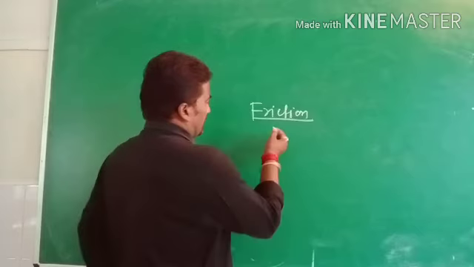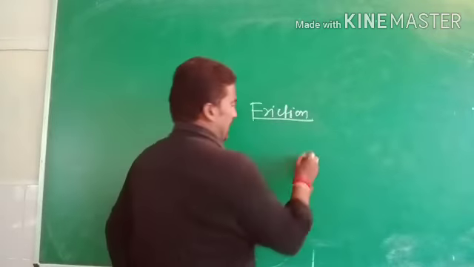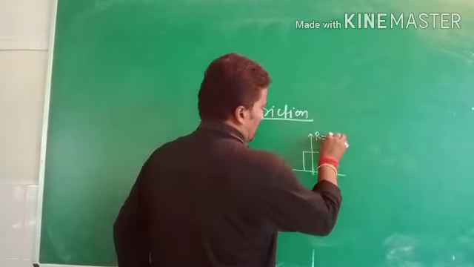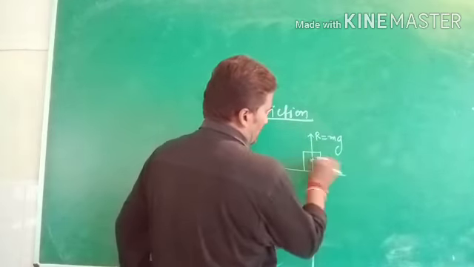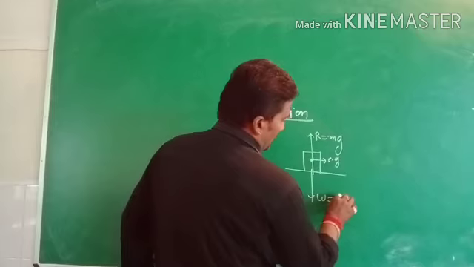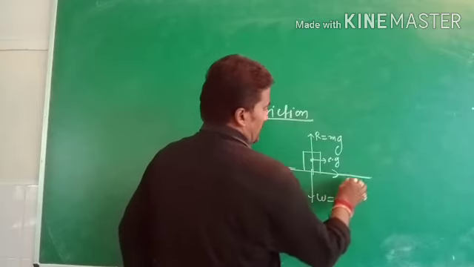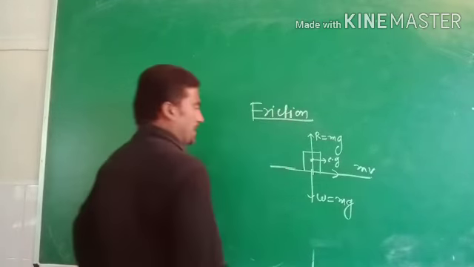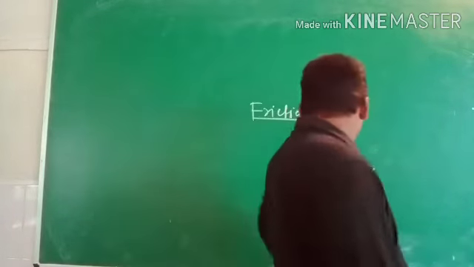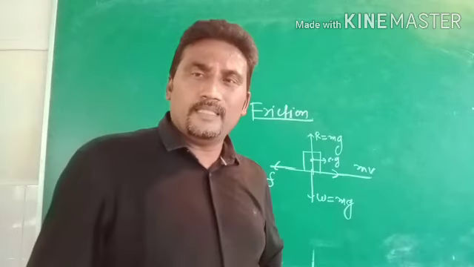What is friction? A force applied in the opposite direction of the motion is known as friction. For example, if a body moves in the direction from east to west, then friction is applied on the body in the opposite direction, from west to east. That is the easiest example of friction.